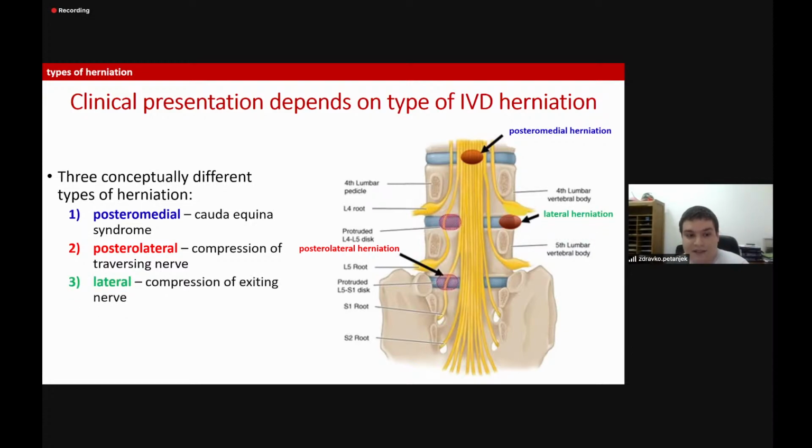Finally, there is the lateral herniation, sometimes called far lateral or foraminal herniation, where the intervertebral disc protrudes even more laterally and basically compresses the exiting nerve.